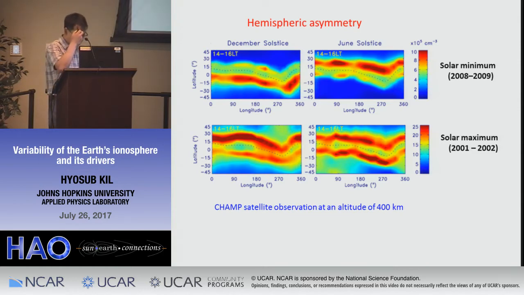And this plot shows the CHAMP observation at an altitude of 400 kilometers during the solar minimum period. This is a daytime observation. This is the June solstice, so this is the southern hemisphere, winter hemisphere. In December solstice, the southern hemisphere is summer. So in the southern hemisphere, plasma density is greater in the summer hemisphere than in the winter hemisphere. But during the solar maximum, in June solstice, the difference is not that clear. But in December solstice, the winter hemisphere is greater than the summer hemisphere. So there is some solar cycle dependence of the hemispheric plasma density.